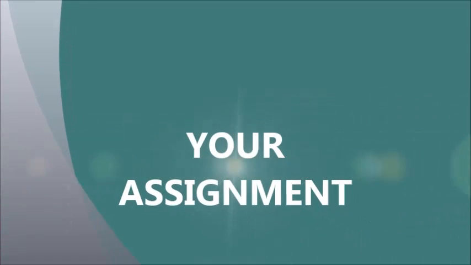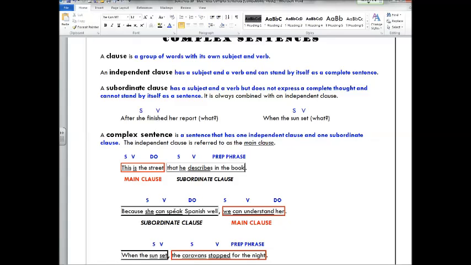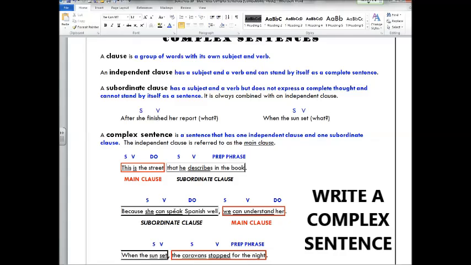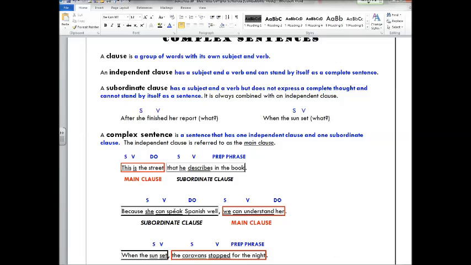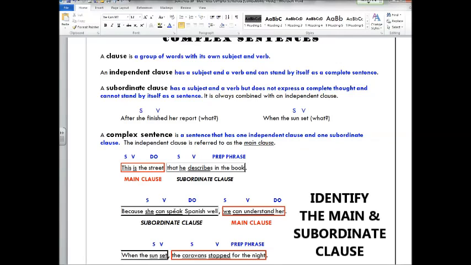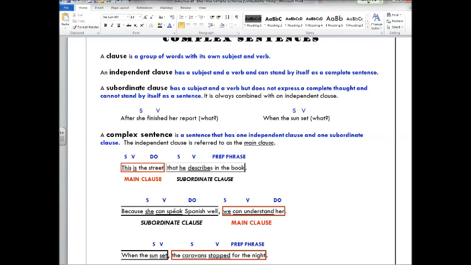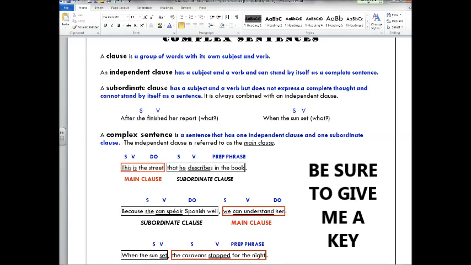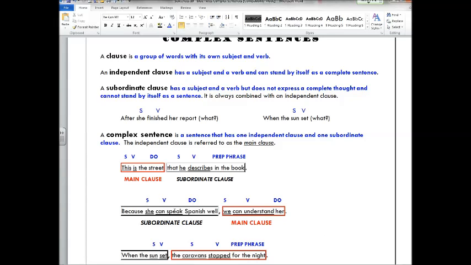For your homework, I want you to write one sentence that's a complex sentence. Okay, it must have a main clause and a subordinate clause. I would like you to identify the main clause and the subordinate clause, however you'd like to do that. If you would like to bold one and italicize one, if you would like to bold one and leave one regular, color them differently, I don't care how you do it. Identify the main clause and the subordinate clause, and give me a little key as to which is which. Okay?